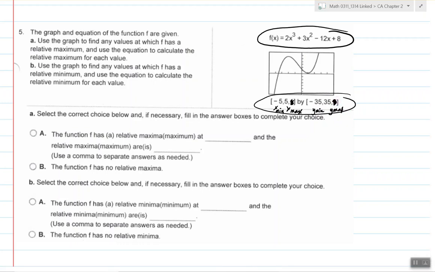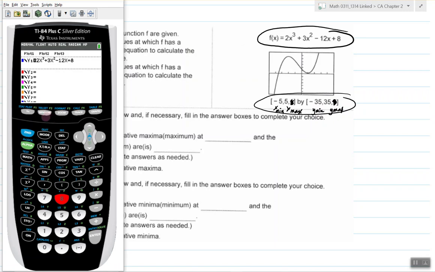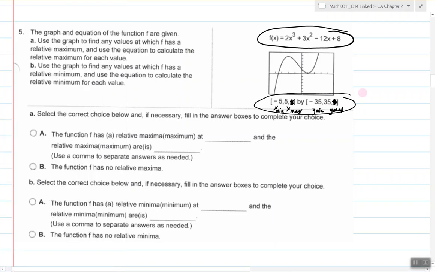So back to my grapher. Go to window. The x's, -5, down. It already had +5, so scale, you can leave it as 1 or you can skip it. Y min is -35. Y max is +35. Now I didn't predict that would be the best window. I was given the window settings.